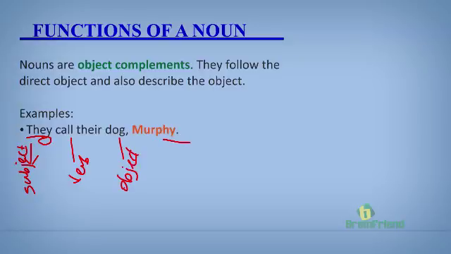What does Murphy tell you about? Murphy tells you about the dog. So you can see that Murphy, another noun, has complemented the object of the sentence, which is still a noun. They call their dog Murphy. The noun Murphy has described or told us more about the object, which is the function that we have here. Nouns are also object complements.